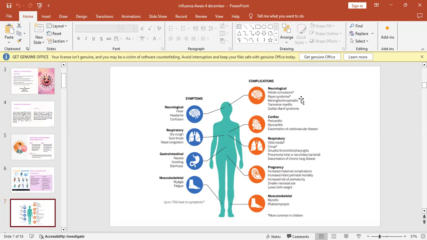In pregnancy, it can increase maternal complications, infant perinatal mortality, risk of prematurity, smaller neonatal size, and low birth weight babies.